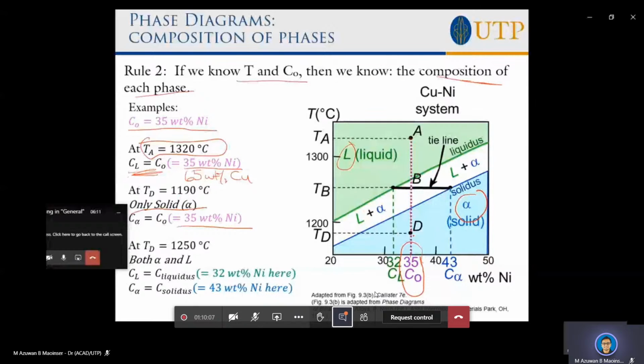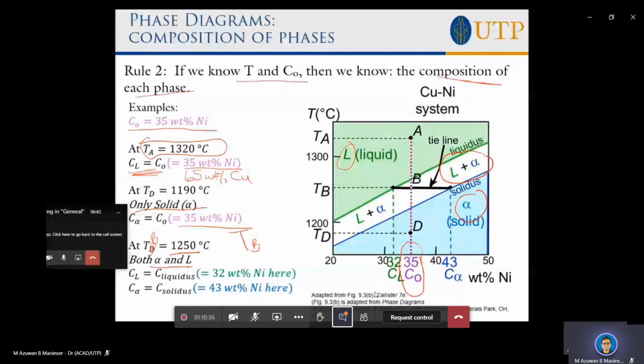Now, if you are at 1250, 1250 is over here. Ini dekat B bukan D. Ini B. Okay, TB. 1250, you are in this region here, right? That point. Now, what are you there? You are actually a mixture of alpha and beta. Now you have two phases present. Okay, you have alpha and beta.